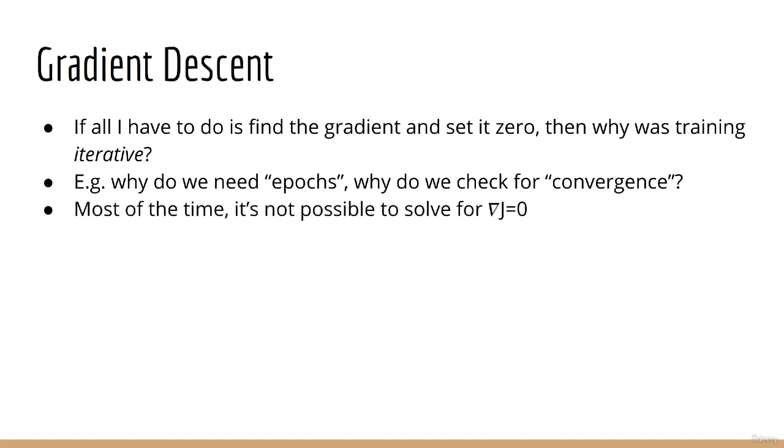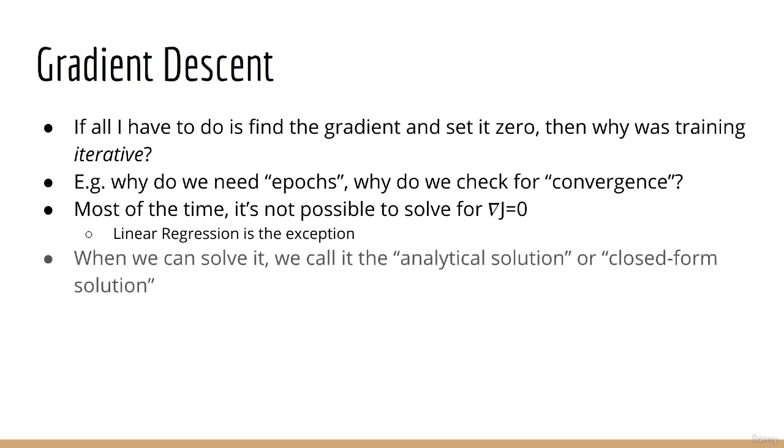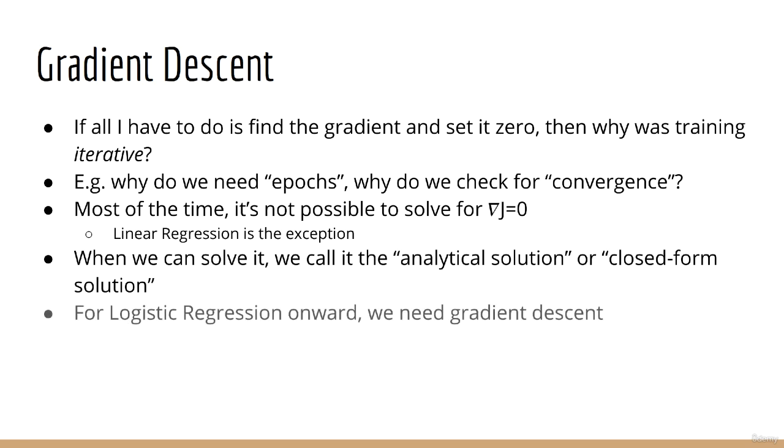Well, in actuality, it's not possible to solve for the equation that you get when you set the gradient to 0 most of the time. The one exception to this, in this course at least, is linear regression, where we can solve it. We call the solution an analytical solution or a closed-form solution. Basically, this means that we can express the optimal value of W and B using an equation. For logistic regression and the rest of the models we'll be discussing, it's not possible to do this. Therefore, we need another approach. That approach is called gradient descent.